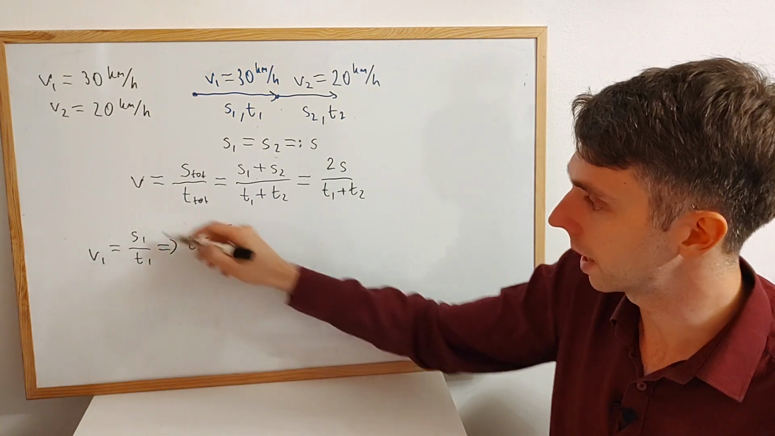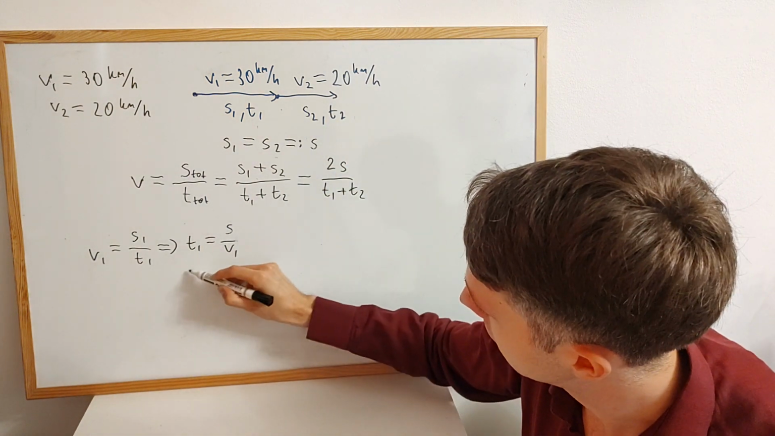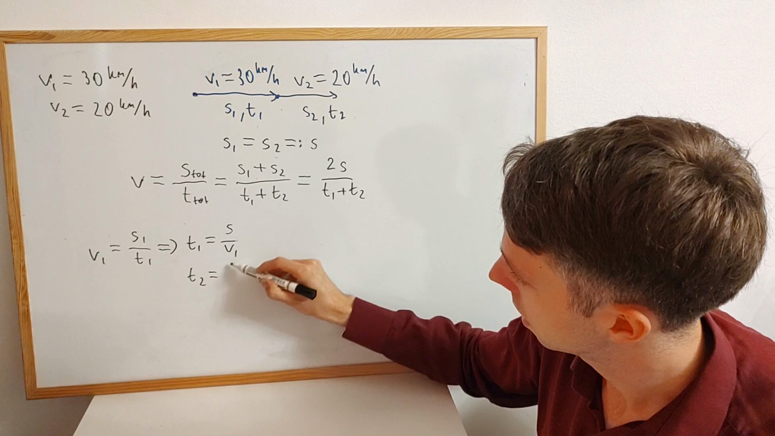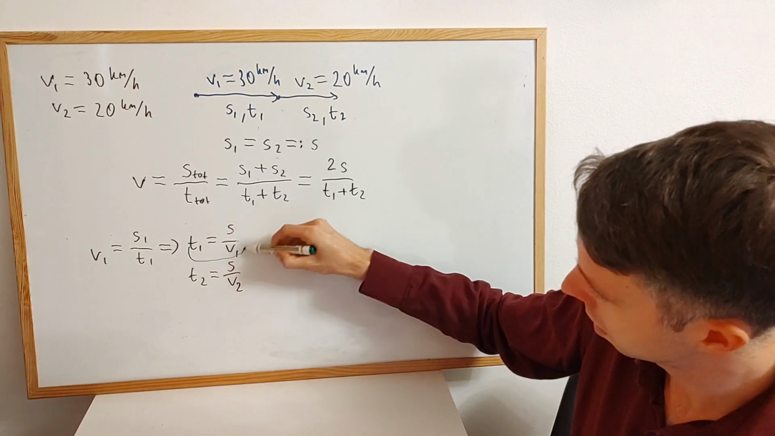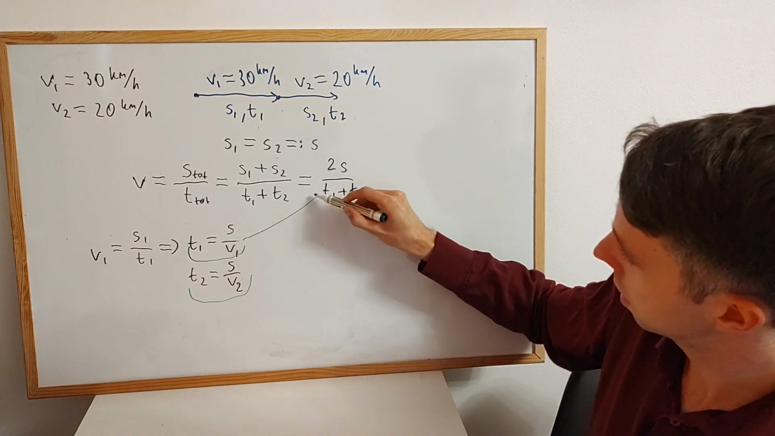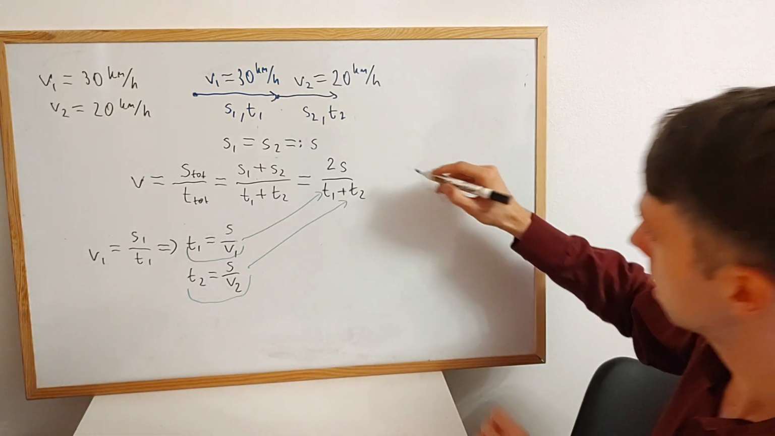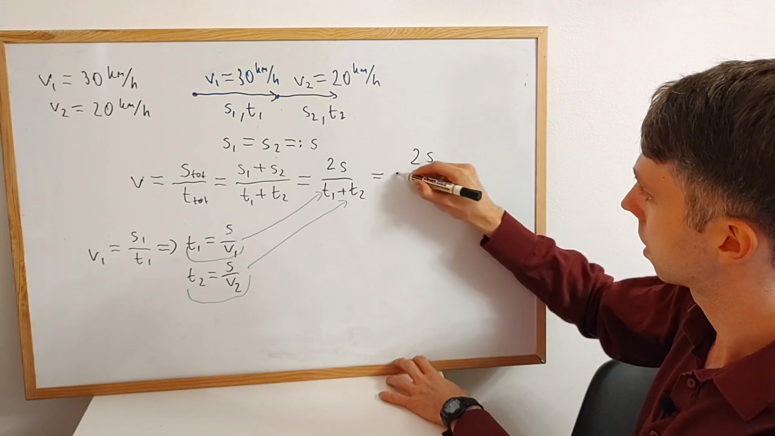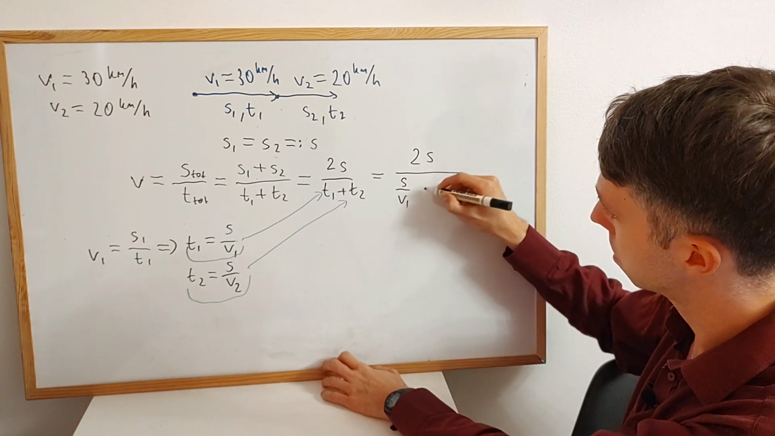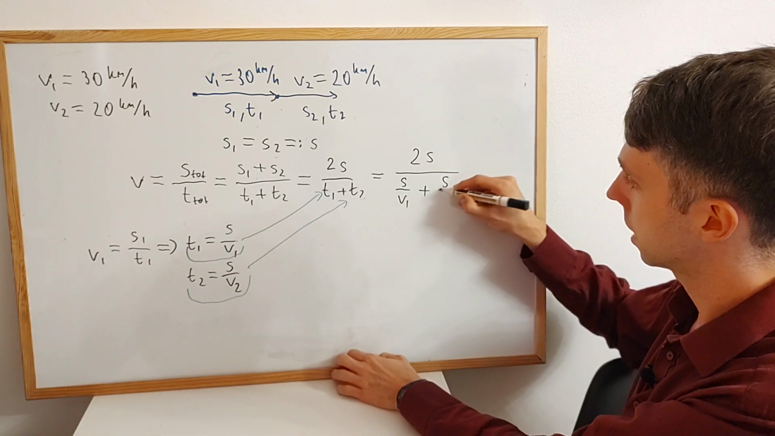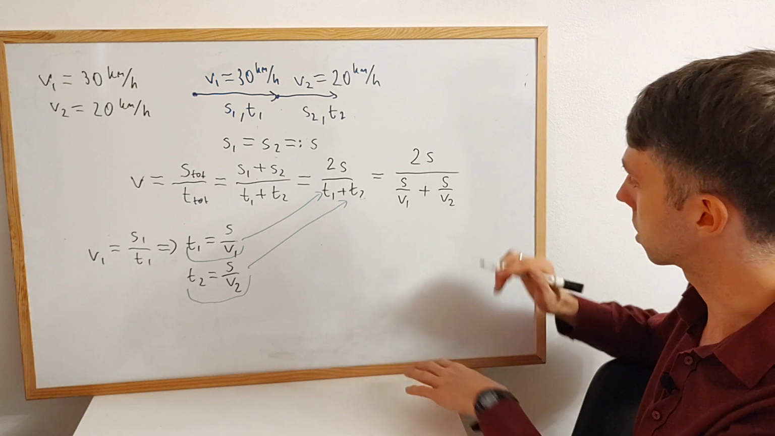Okay, and by analogy you can write the same for the second part and get that t2 is s over v2. These expressions you can plug in here for t1 and t2. So let's see. Now it's 2s divided by, instead of t1 I have s over v1, and t2 is s over v2. And now mathematical calculations.